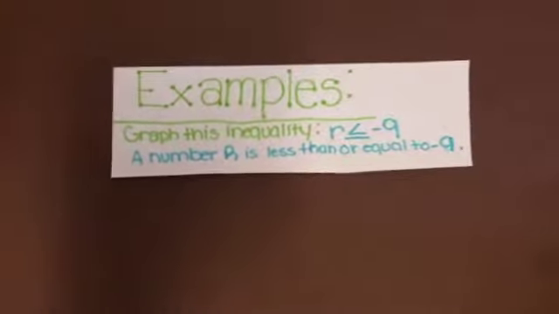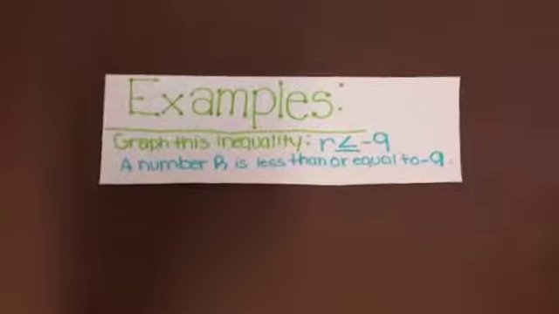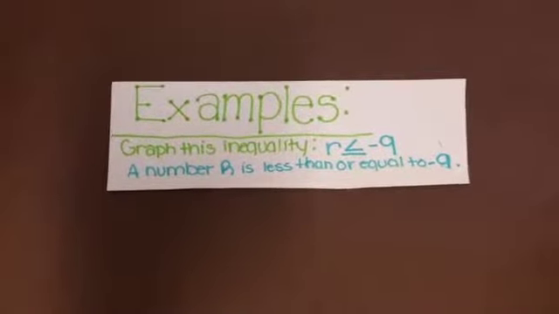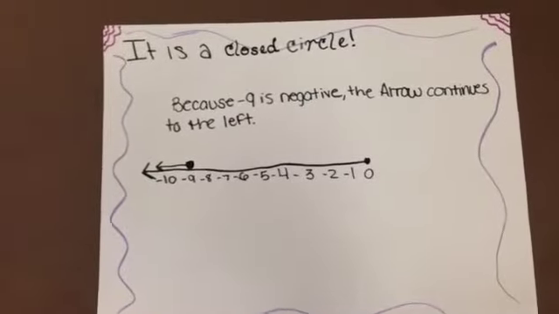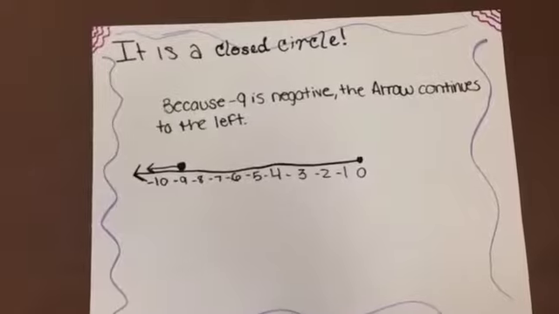Examples. Graph this inequality. R is less than or equal to negative 9. It is a closed circle. Because negative 9 is negative, the arrow continues to the left.